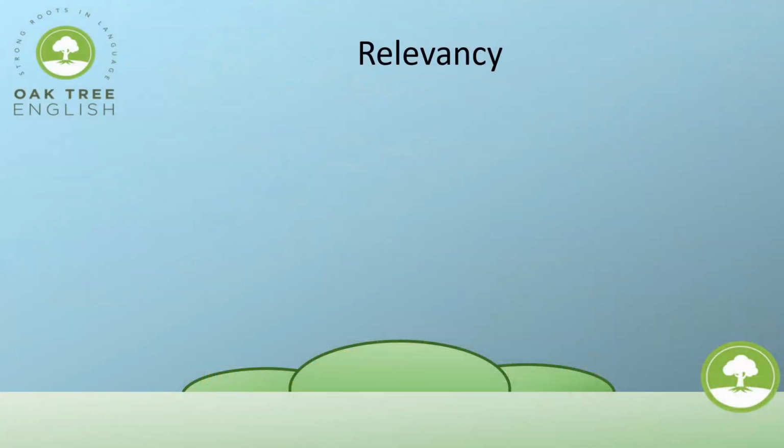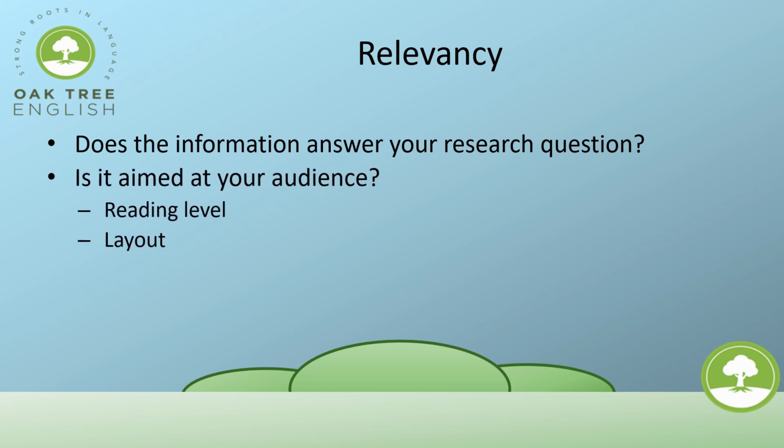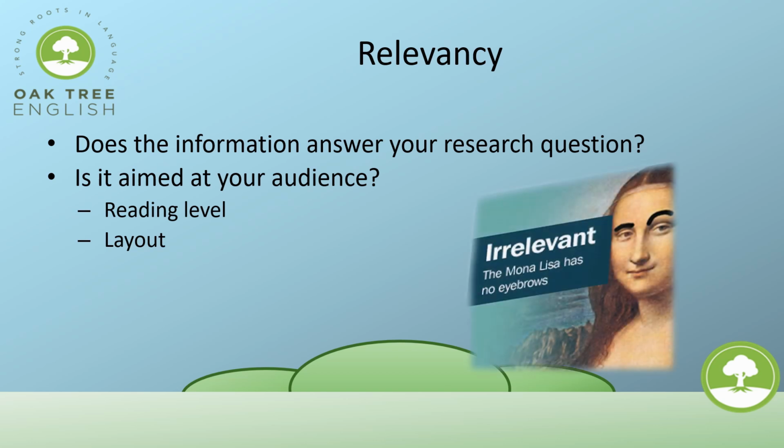Relevance tests the subject matter against your own personal research question and considers the target audience. For example, if you were writing an essay on what factors caused the European Renaissance, you may find a popular pamphlet about the Mona Lisa's eyebrows to be an irrelevant distraction, and thus reject it as a source.